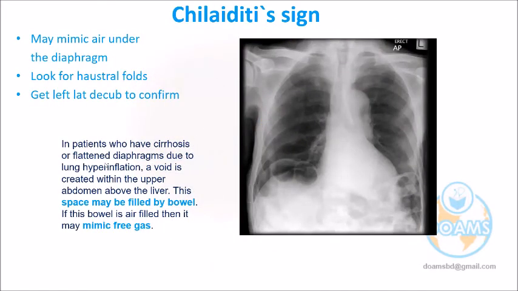Chilaiditi sign, confusing. Chilaiditi. Under the diaphragm it seems to be pneumoperitoneum. But you see there is a fold of the intestine. Mucosal fold. So this is an intestinal coil. It is not free air. So it is called Chilaiditi sign, whatever you say.